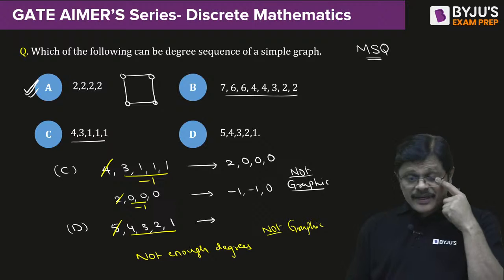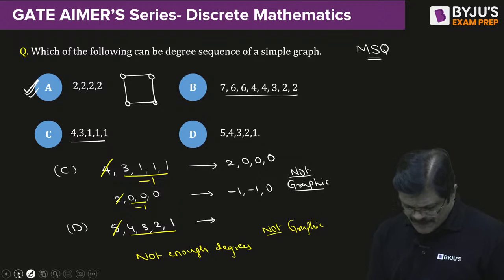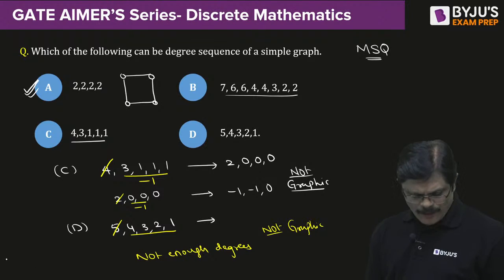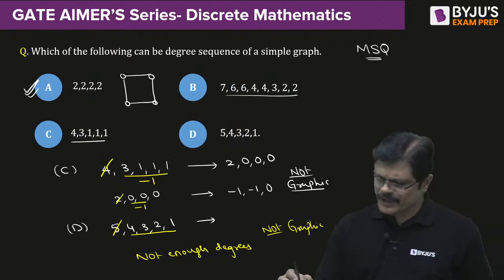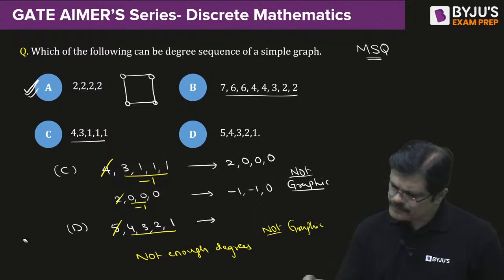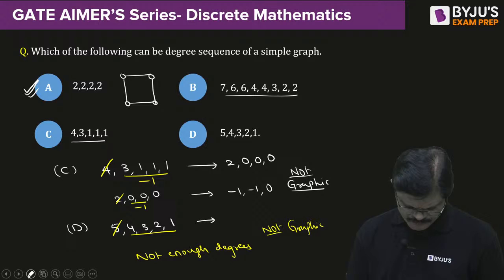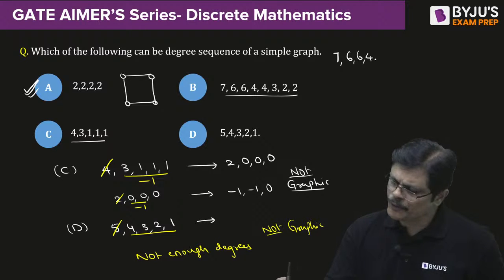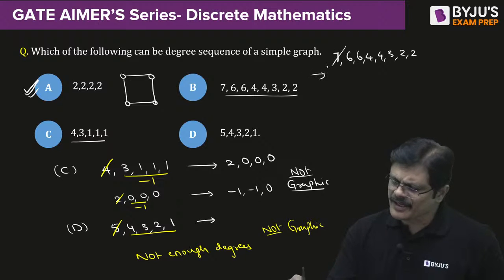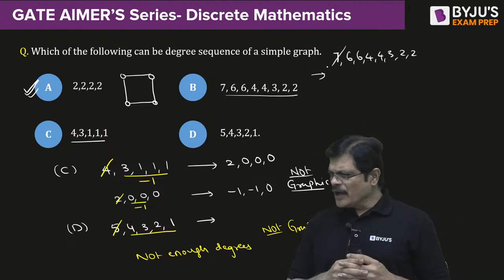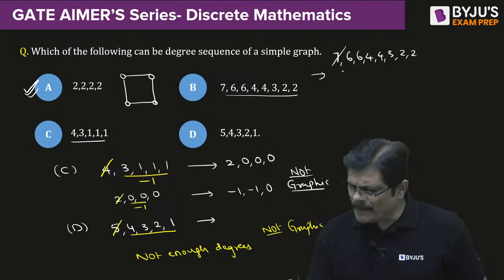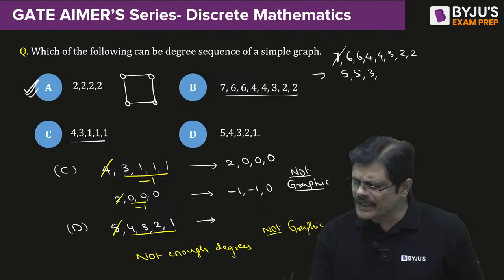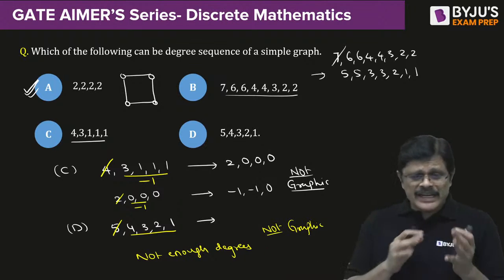Now, let us see the next one, that is option B. Okay, we don't have space, you can do it here itself. 7, 6, 6, 4, 4, 3, 2, 2. Highest degree is 7. From next 7, you have to subtract 1. So what happens? It is 5, 5, 3, 3, 2, 1, 1, and you have to rearrange in the correct order.